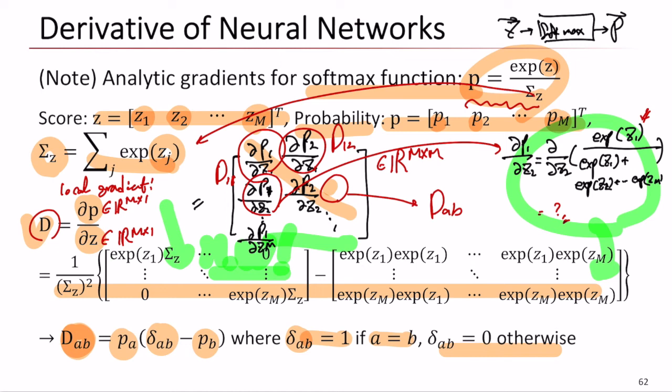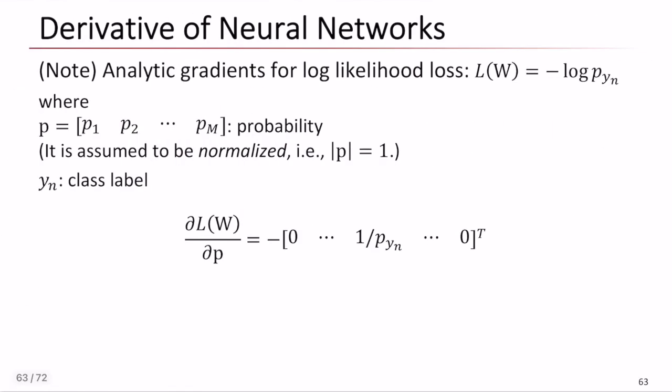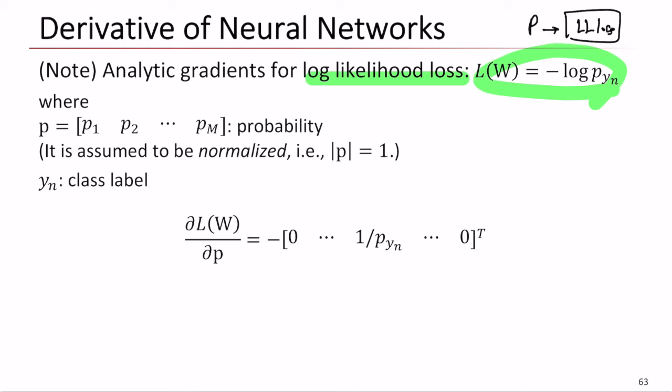We'll move on. Then one more thing is the local gradient for the log likelihood loss. We define it like this. Right? L is equal to negative log p_yn, the loss with y_n and p, where p is the probability and y is the class label. Then the loss gradient relative to p, I mean the input, is a local gradient. Then it can be easily defined like this.